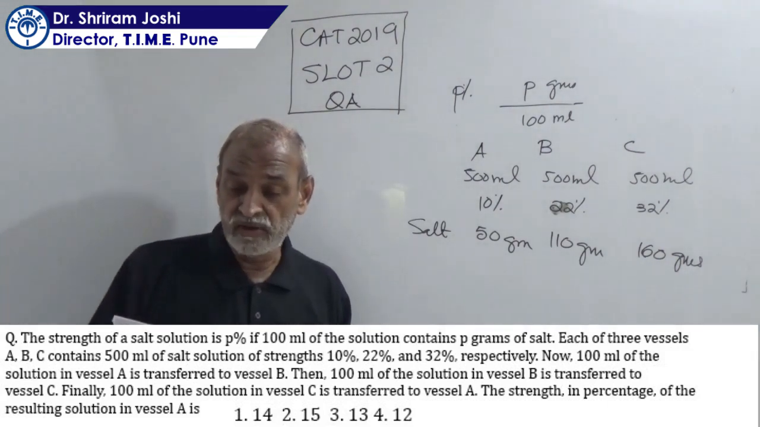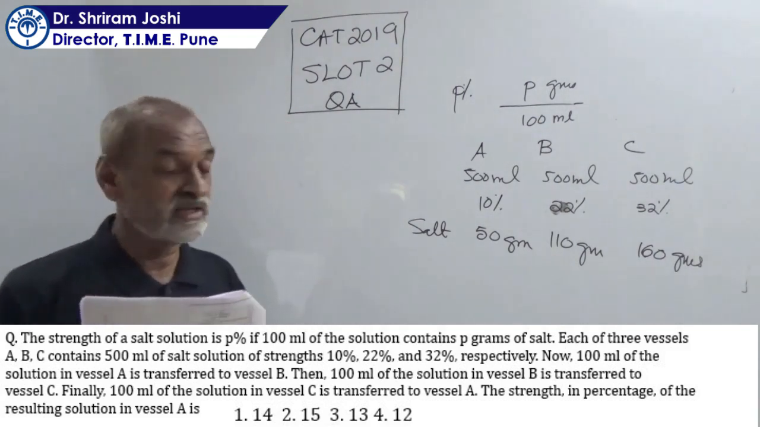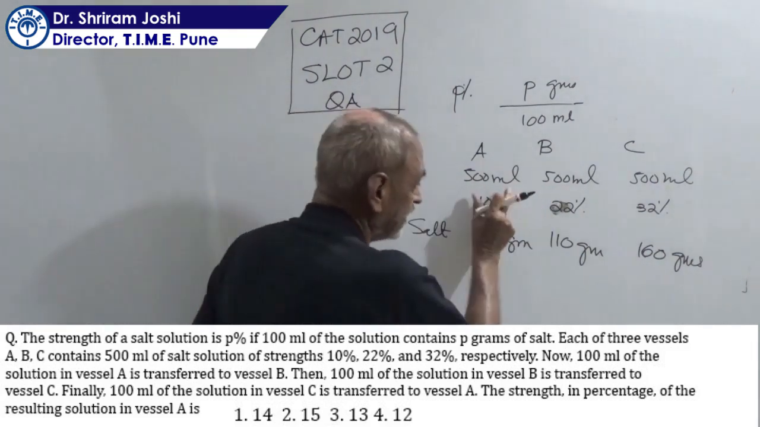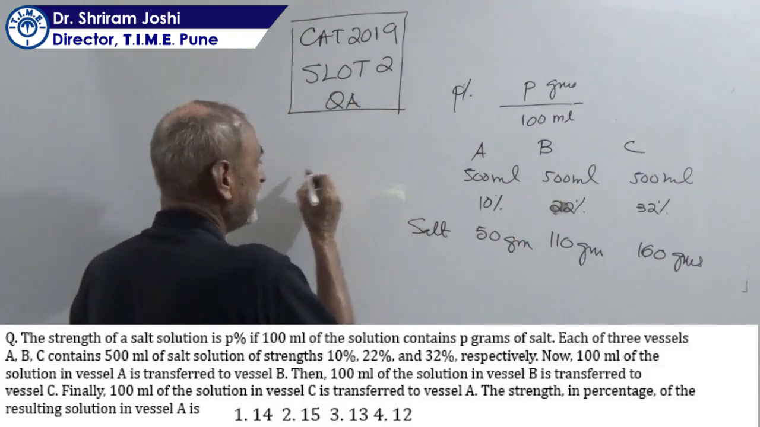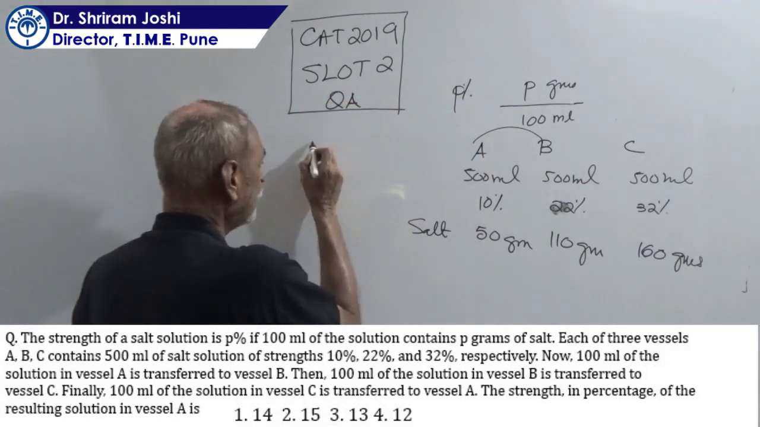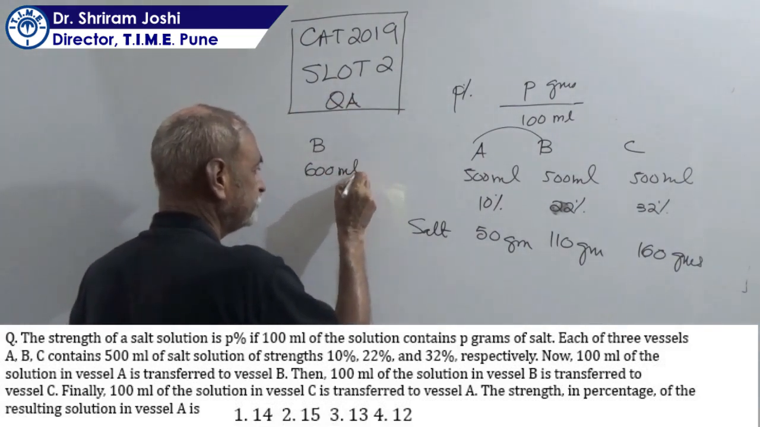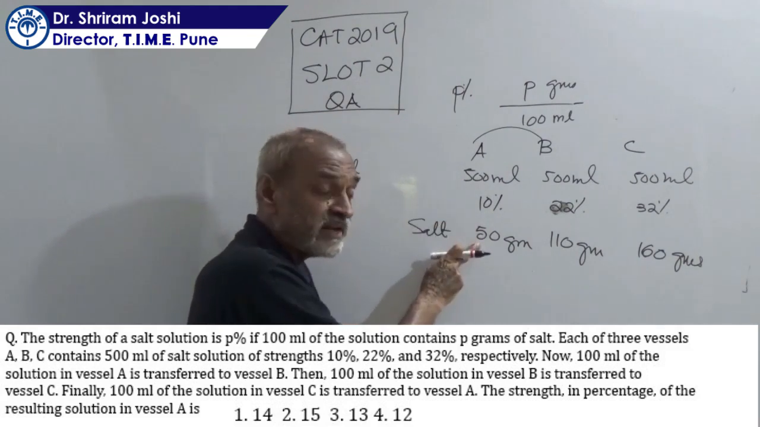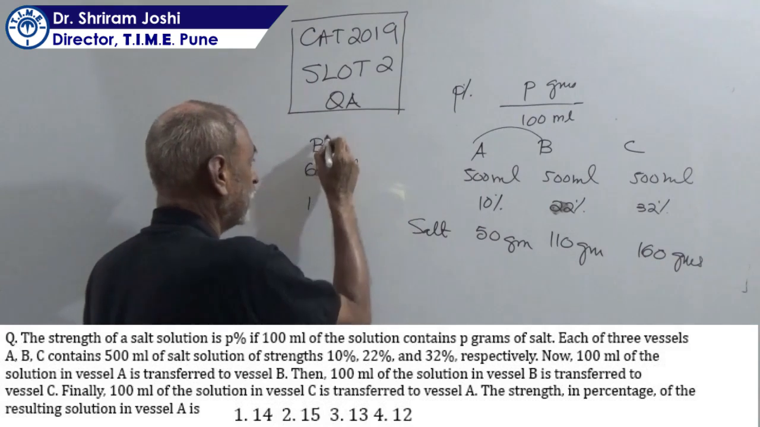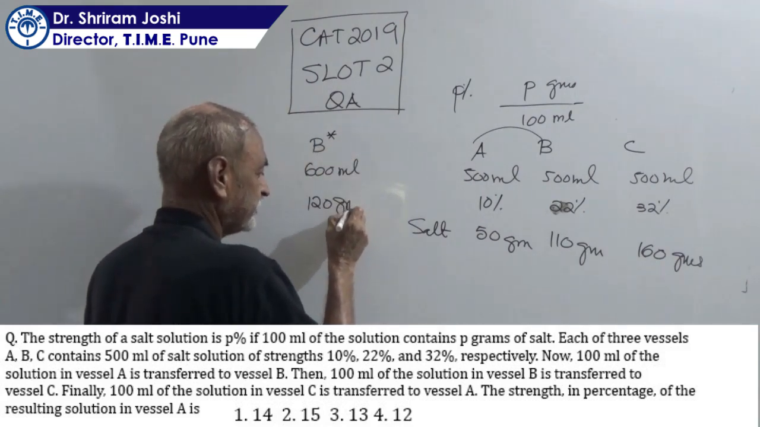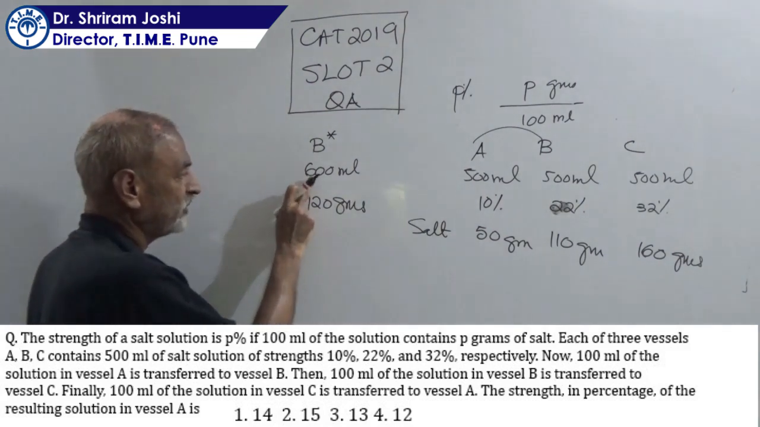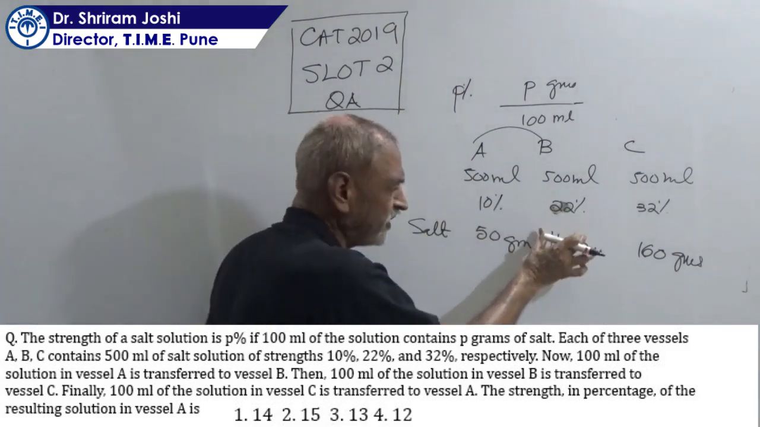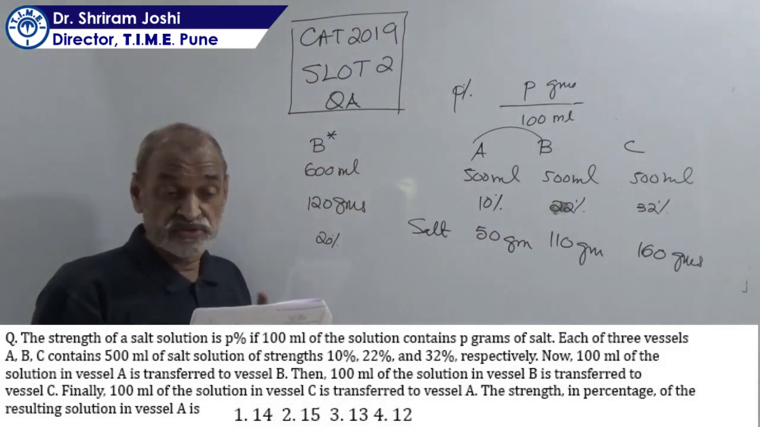Now, 100 ml of solution in vessel A is transferred to vessel B. 100 was taken from here. So 100 ml went from here to here, and B became 600 ml. How much salt was transferred? 100 ml out of this, so one fifth. So 10 grams went from here to here. So I have now 120 grams of salt. See what has happened? 120 over 600. This is now 20%. The solution, which was 10%, part of it was added to this, so this will obviously come down. It became 20% now. The story has not ended yet.